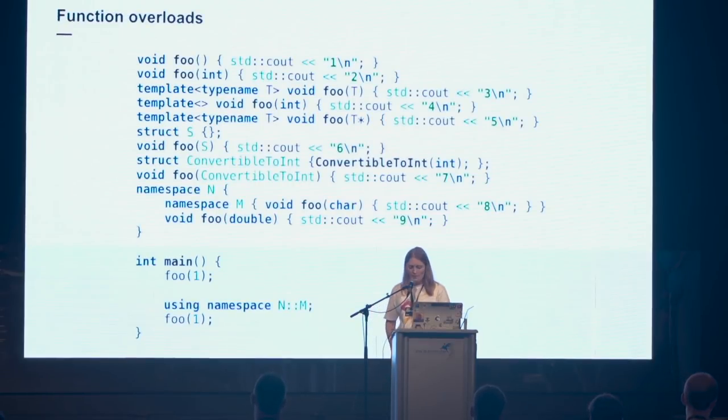Overloads. Function overloads in C++ are from one point very simple. There is a very straightforward algorithm written down in the standard. You collect all the candidates, you throw away all the things that don't fit the candidate set, and then you select one and check all the privacy specifiers. Easy, yeah? Anyone could quickly guess what will be printed in that case.